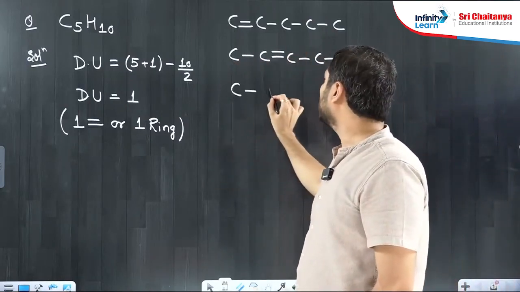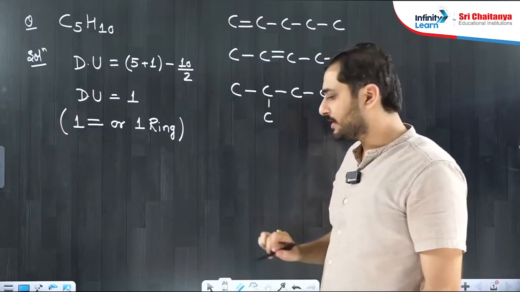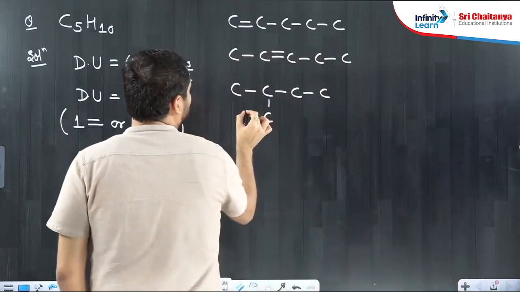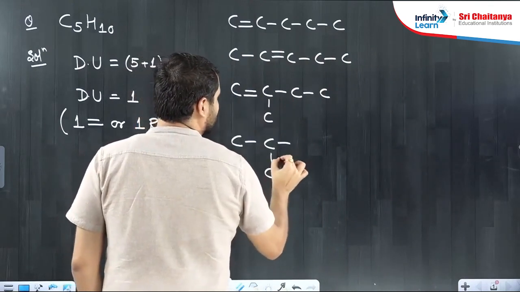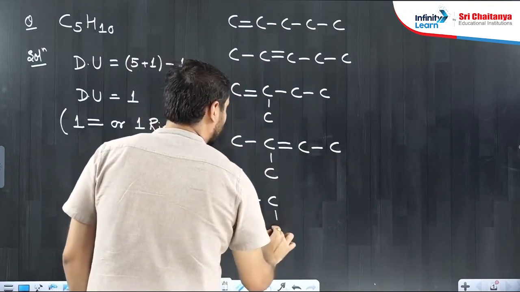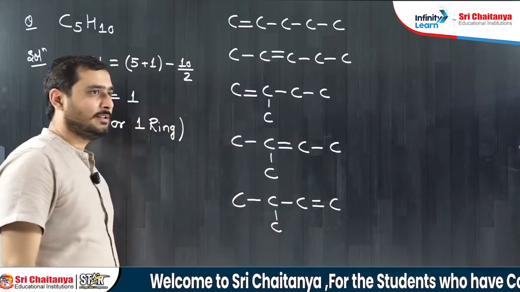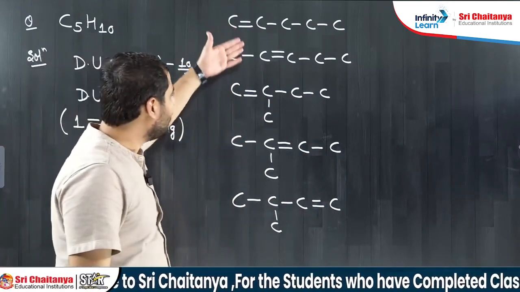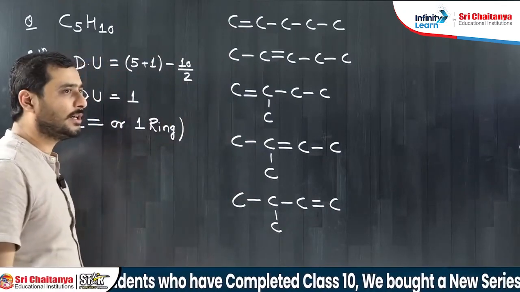Next, if we take 4 carbon atoms in a straight chain and one methyl branching. Now where are double bonds possible? At this position. Next, at this position double bond is possible, and one is at the last carbon, this one. Here double bond is possible. So if you check in alkenes, how many structures are possible? 5 structures are possible for alkene.